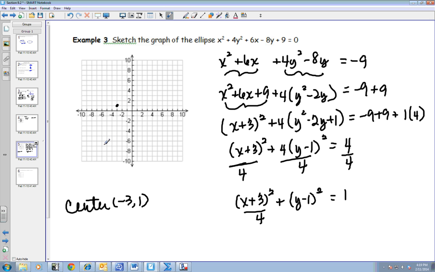Okay, and from that, parallel to my x-axis, I'm going to go 2 in both directions. So to the right 2, to the left 2. And here, this is a 1 on the bottom. So vertically, I'm going to go up 1 and down 1. Okay, and those are the vertices of this ellipse.